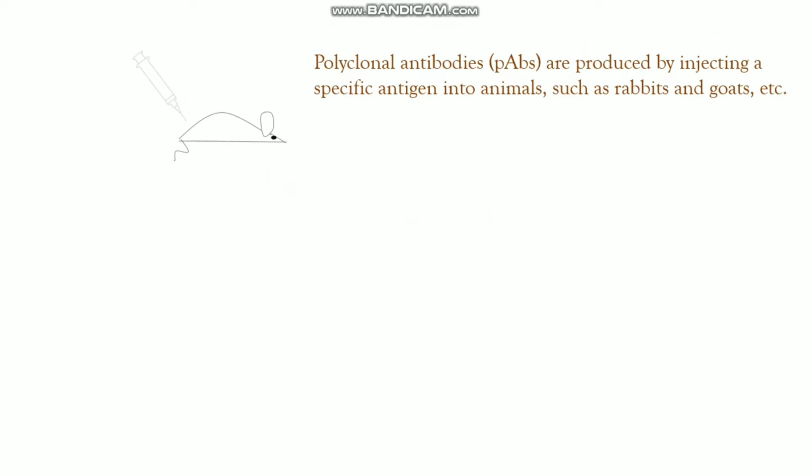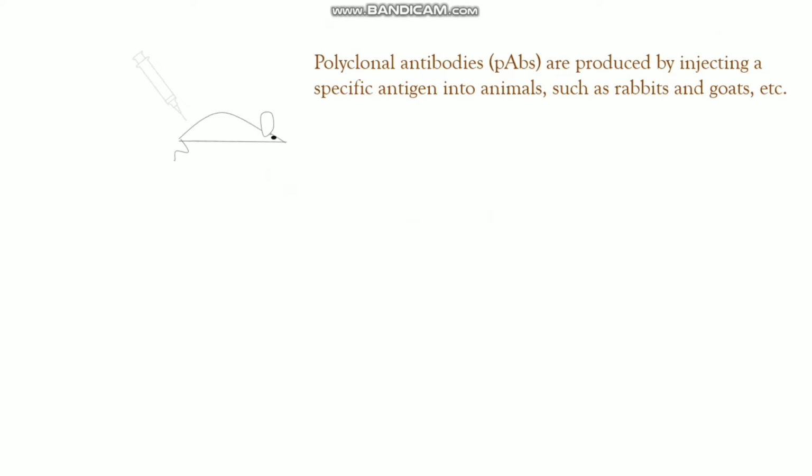Polyclonal, that name suggests that these kinds of antibodies are produced from multiple clones, and basically polyclonal antibodies are produced by injecting a specific antigen into animals such as rabbits and goats, etc. So initially these animals are immunized with a specific antigen, and this immunization process occurs repeatedly to obtain a higher titer of the antibodies.